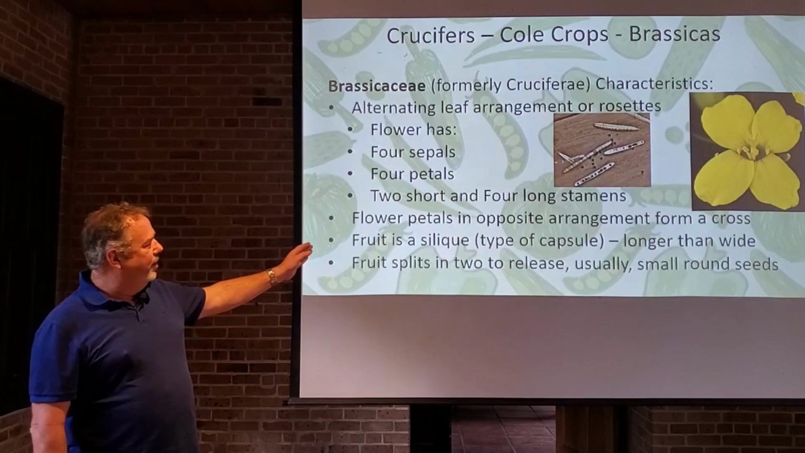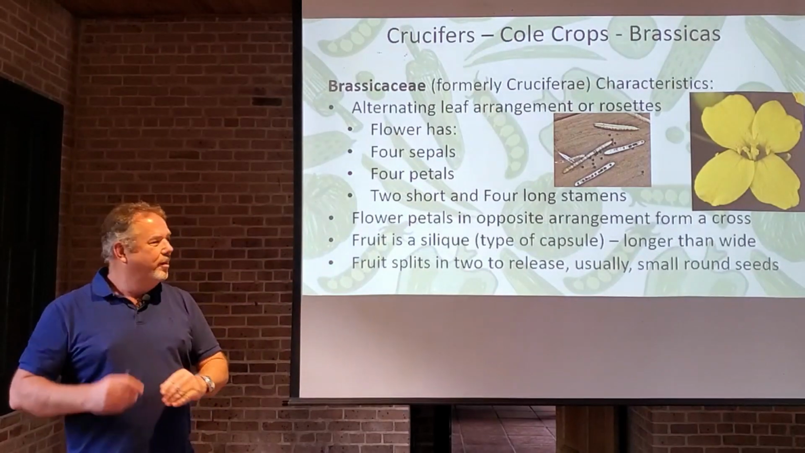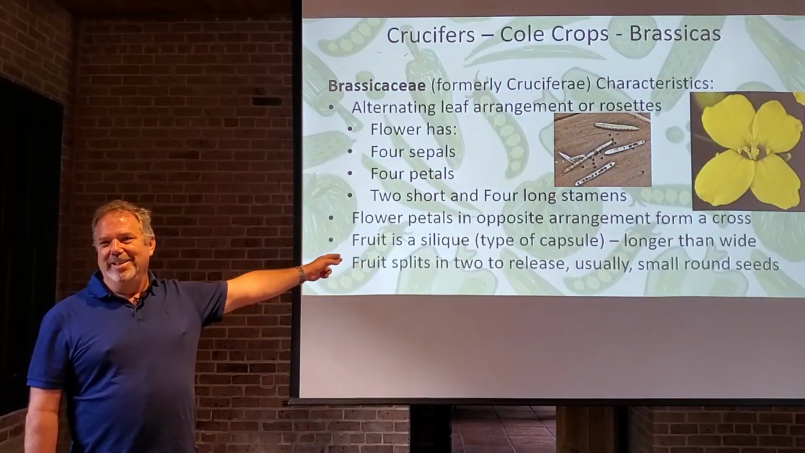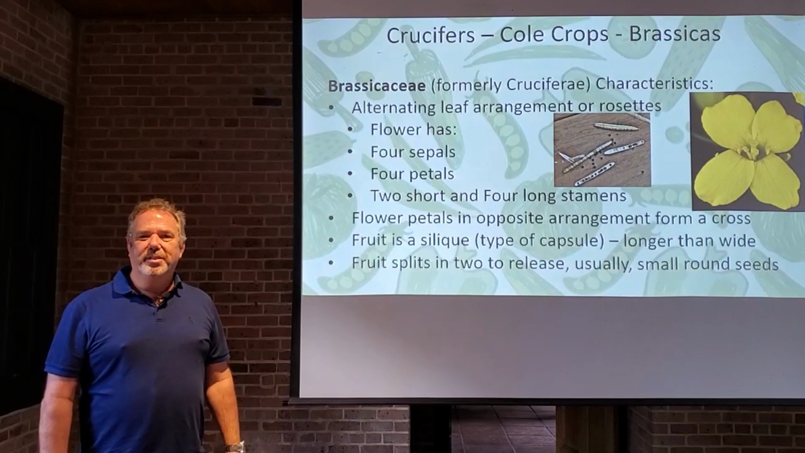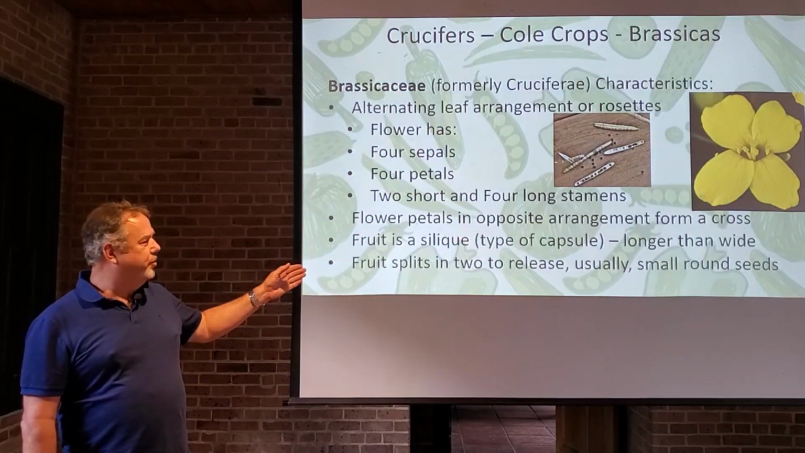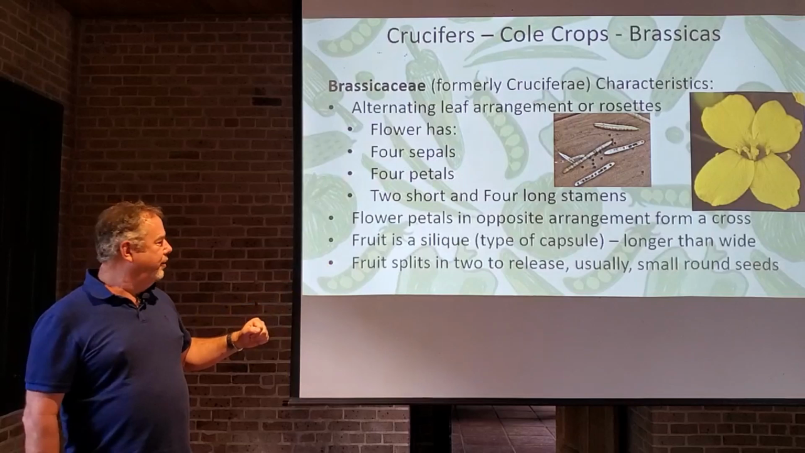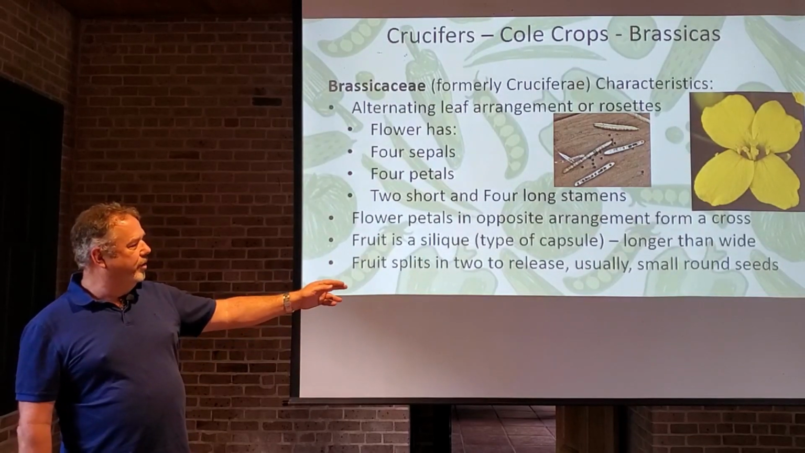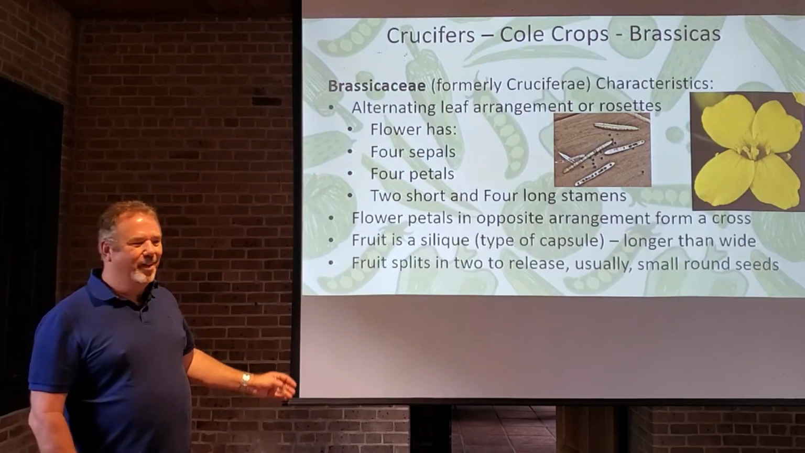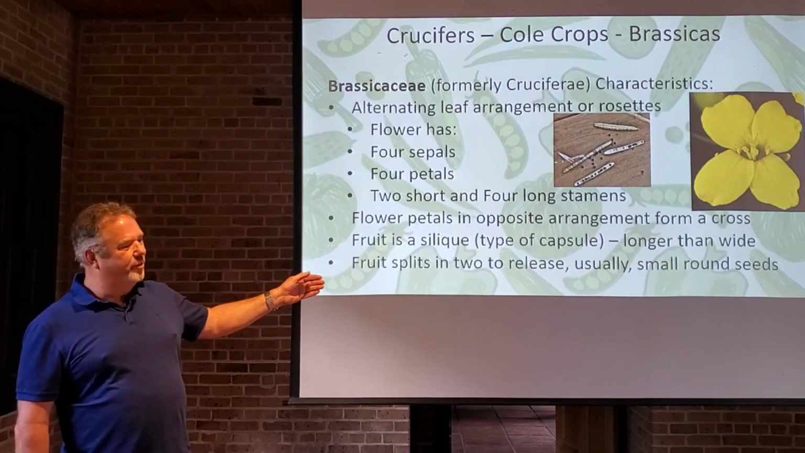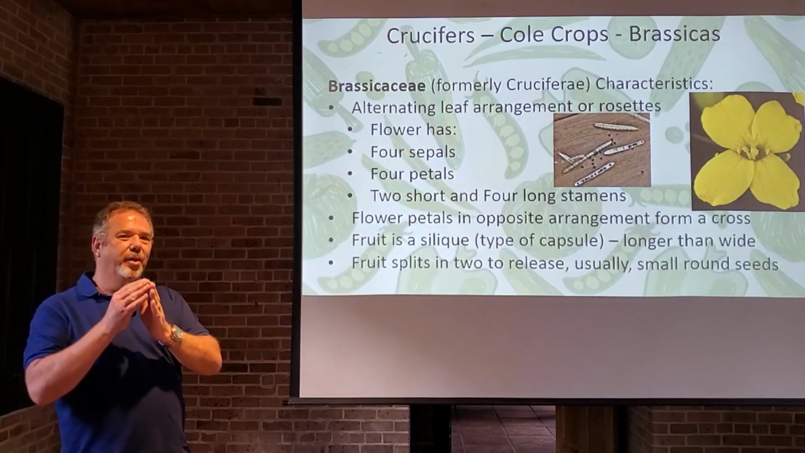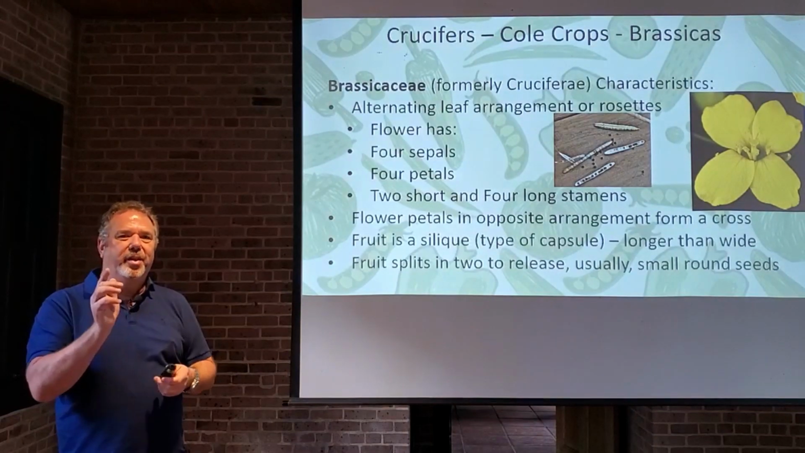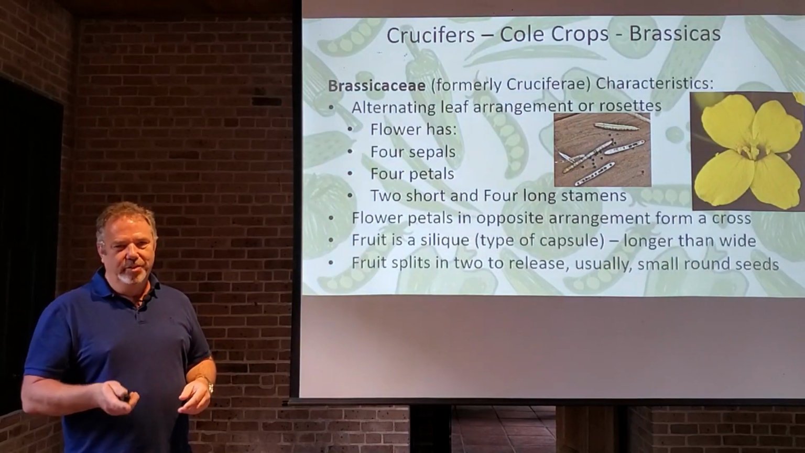The flower petals are in opposite arrangement, so they form a cross. The fruit is a silique, which is a type of capsule, which means it's longer than it is wide. And the fruit splits in 2 to release, usually, small round seeds. So as it dries out, the two sides split open, and the seeds actually get a little shoot in distance as they pop out.